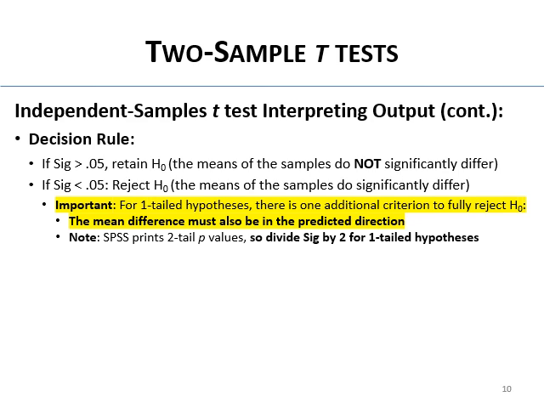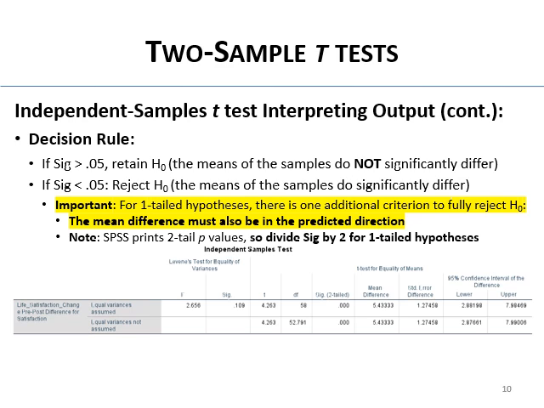So SPSS only prints two-tailed p-values, kind of like for one-sample t, so it's not hard to get a one-tailed p-value. You just divide sig by 2. That's all you got to do. So particularly when it's 0.000, it's really easy. But you just divide the sig value they give you by 2 if you have a one-tailed hypothesis to get the correct sig value.